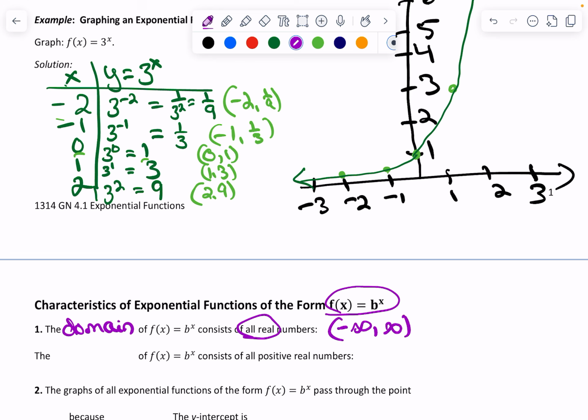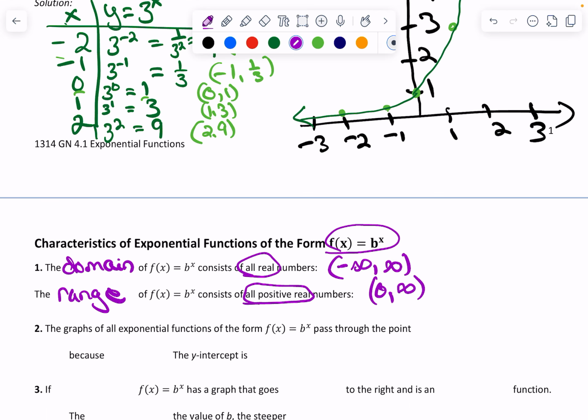Now, the range, on the other hand, if we look at the y values, consists of all positive real numbers. So it goes from 0 to infinity. And notice that it does not touch 0. It gets closer and closer to it, but it will not touch it or cross it. So 0 has to be inside parentheses.